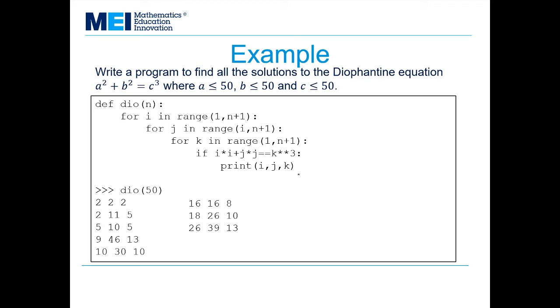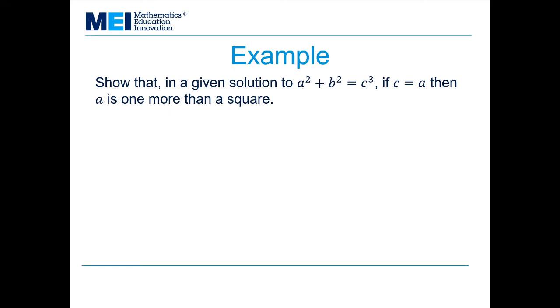Now, the next part of the question asked me to think about what happened when a was equal to c. So let's have a look at some of the examples here. a is equal to c here, and a is 2. And a is equal to c here, and a is 5. a is equal to c here, and a is 10. So in the cases that I've got where a is equal to c, a minus 1 is a square number. a is 1 more than a square. 2 is 1 more than 1, 5 is 1 more than 4, and 10 is 1 more than 9. So the examples that I've got so far certainly satisfy that if c equals a, then a is 1 more than a square. How would we go about proving this?